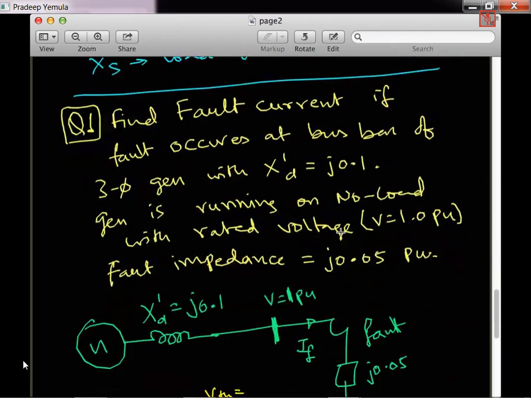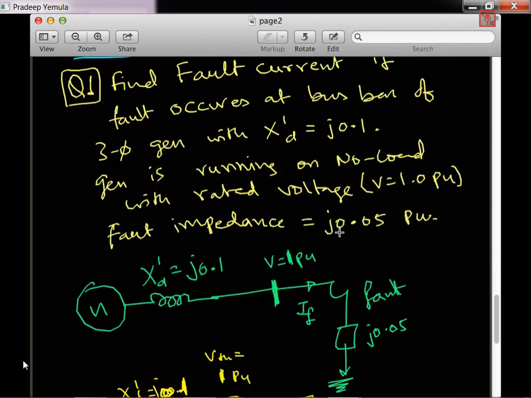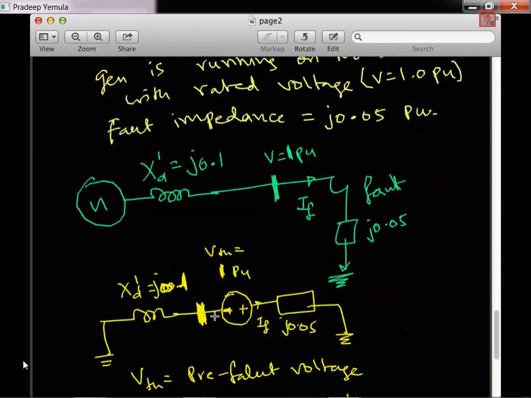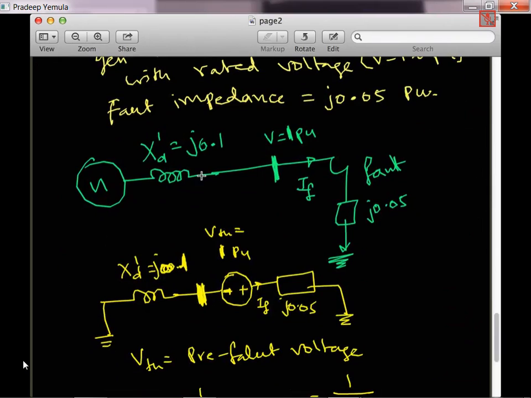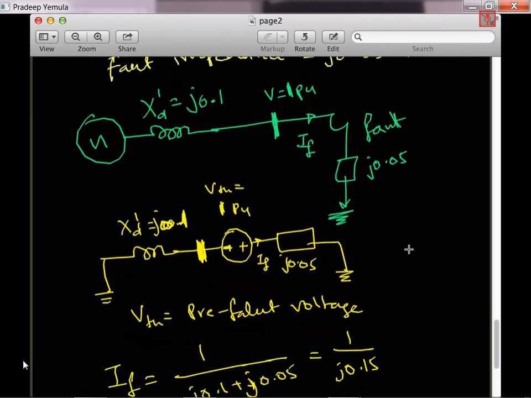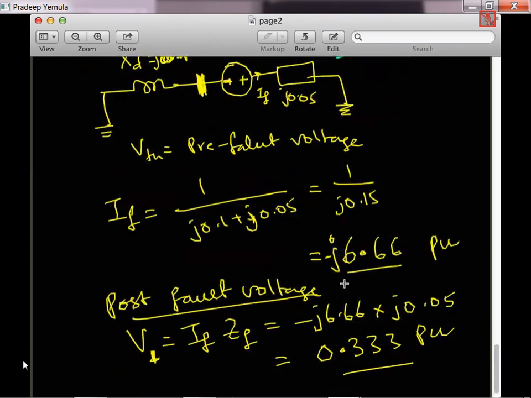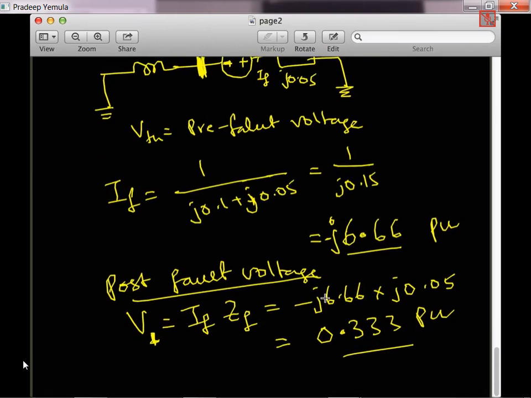So with that brief introduction, we looked at one very basic problem: a single generator that has a subtransient or transient reactance of 0.1 per unit, with a voltage, and the fault impedance also given. The way we solve it is by considering a Thevenin voltage of the pre-fault voltage, and then the fault current comes, and 6.66 per unit with minus j is the fault current. The post-fault voltage we also calculated this way.